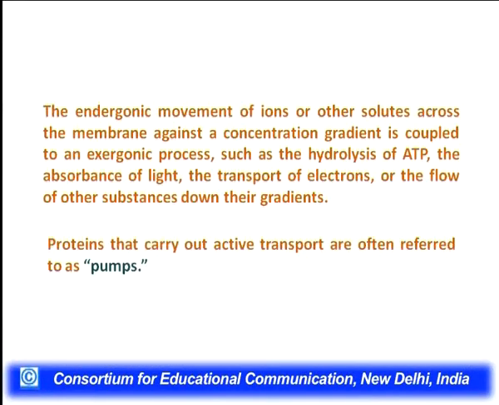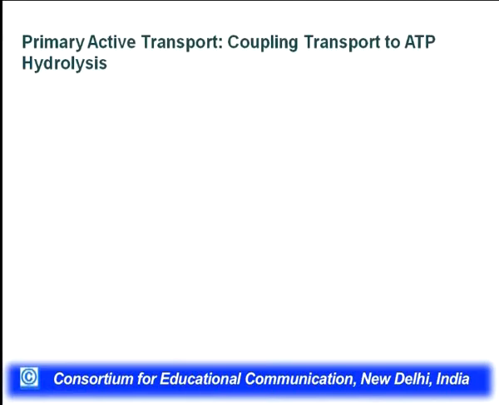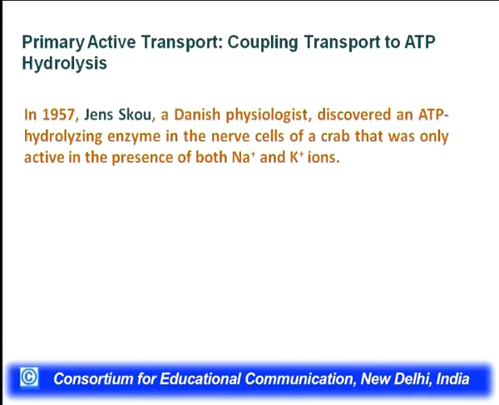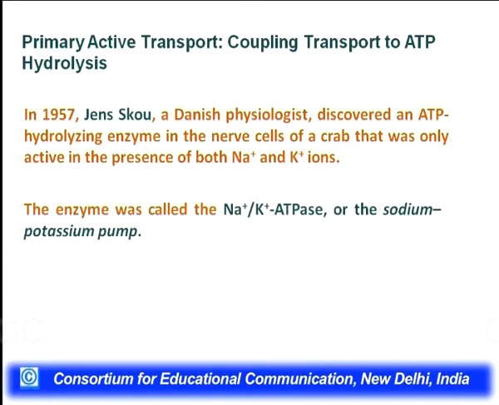The proteins that carry out this active transport, because it is a transporter mediated transport, are often referred to as pumps. We will talk about the primary active transport first, which involves the coupling of the transport to ATP hydrolysis. In 1957, a Danish physiologist by the name of Jens Skou discovered an ATP hydrolyzing enzyme in the nerve cells of a crab that was only active in the presence of two ions, the sodium ions and the potassium ions. This enzyme was called the sodium-potassium ATPase or the sodium-potassium pump.